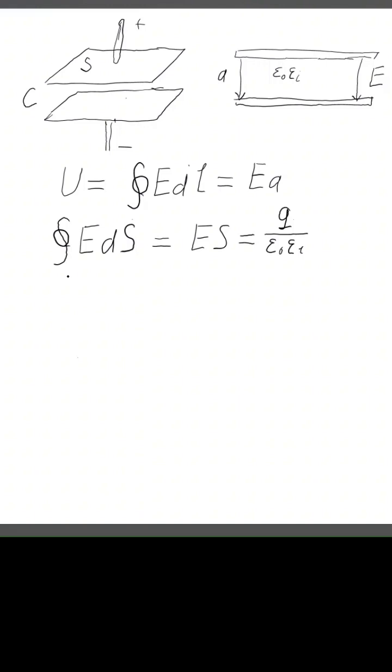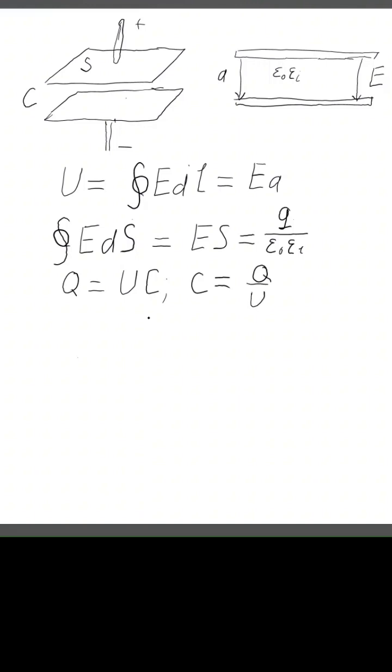And the main formula for a capacitor looks like this: the capacitor's charge Q equals the voltage between plates times the capacitance, and it follows from this formula that capacitance equals Q divided by U.